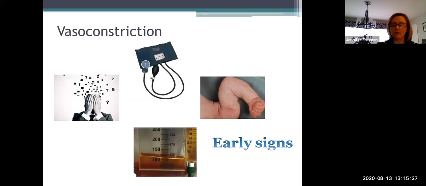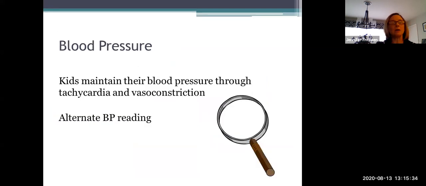And then I want to talk about blood pressure and vasoconstriction, and how that really is an early sign. And it's not a drop in blood pressure that's an early sign. If my systolic blood pressure starts to drop, now I'm in trouble. That's a late sign. But remember, kids are going to maintain a blood pressure with tachycardia and vasoconstriction. So as long as they have a high heart rate and they are vasoconstricted and I have those poor peripheral pulses, it's keeping their blood pressure up.